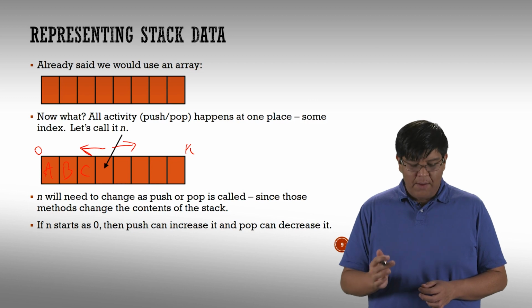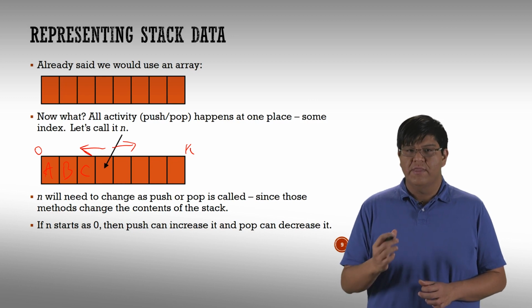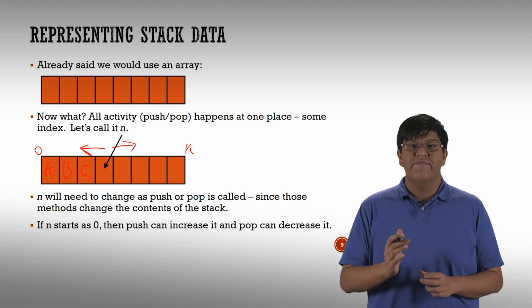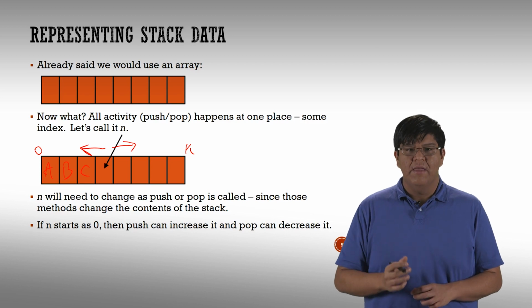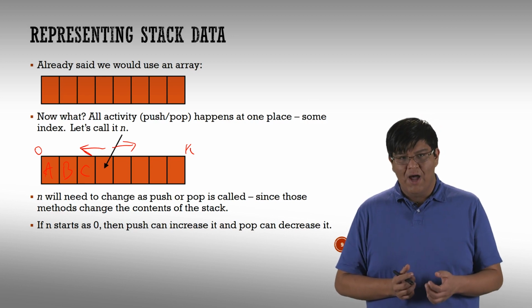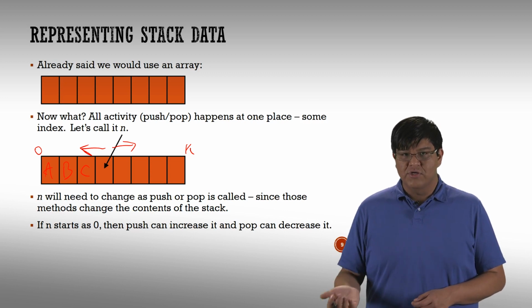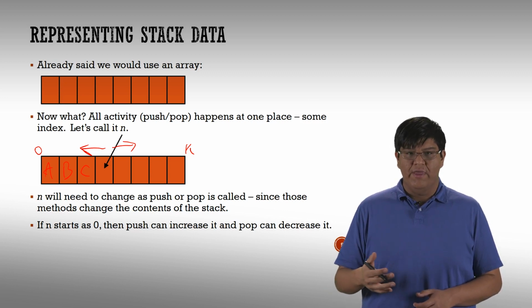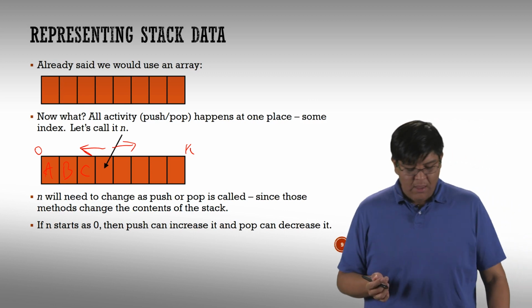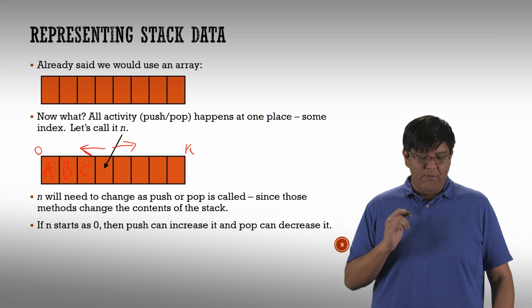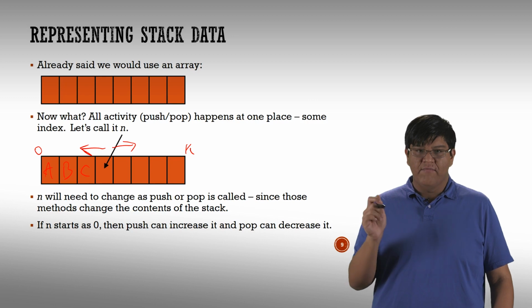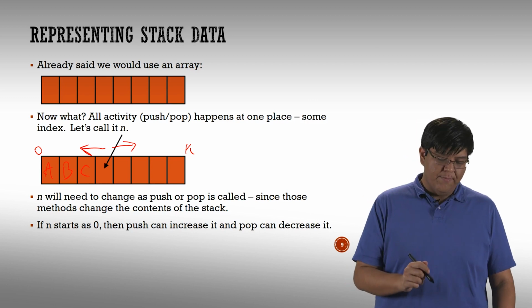And as we push and pop, we're going to have to move our arrow back and forth to represent that we have a different number of things in there. If I do many pops, this is going to drift to the left. Eventually, n will be 0. If I do many pushes, it'll drift to the right. And eventually, it'll be the size of the whole thing, or k here. All right, so this is our basic idea. This is how we want to implement it, using this n variable to keep track of where the top is in this array.